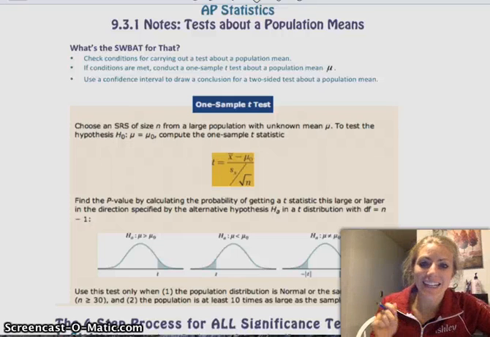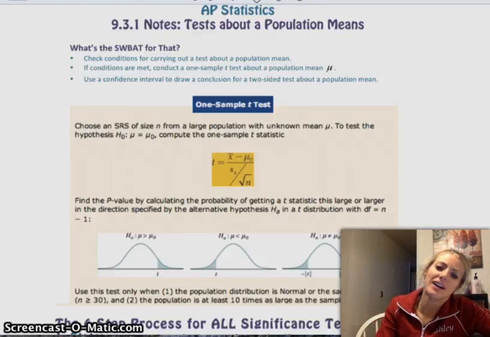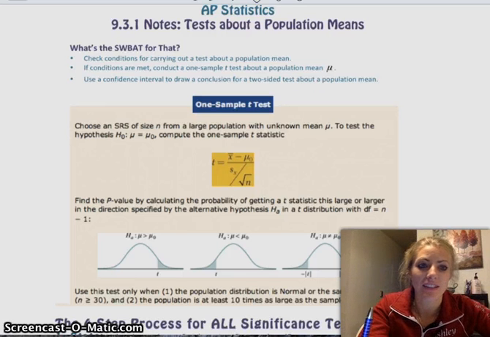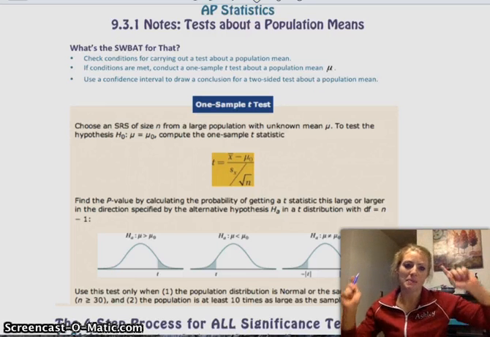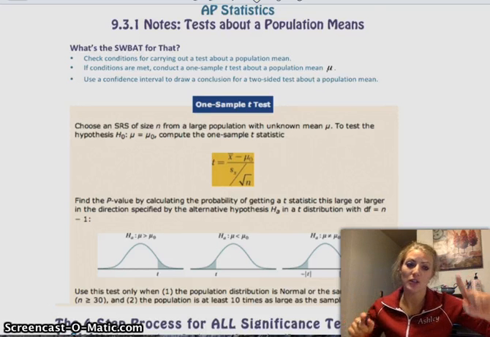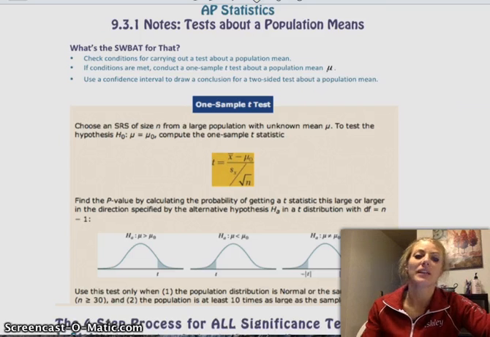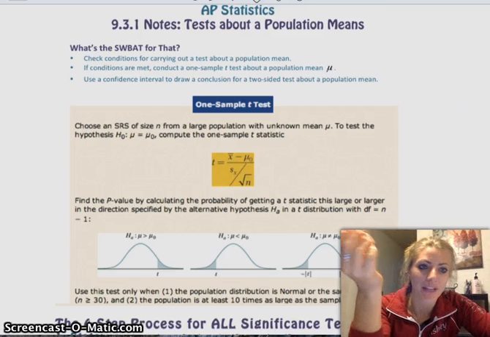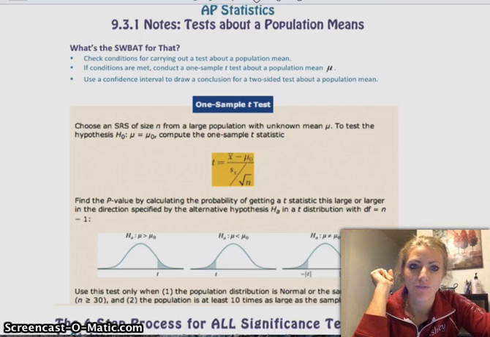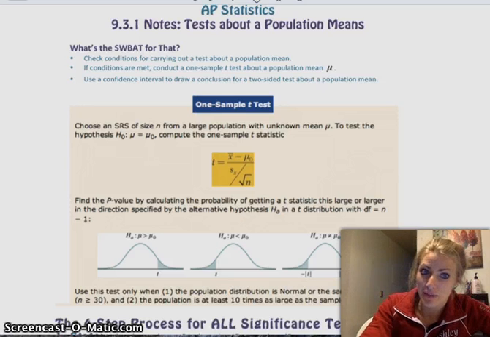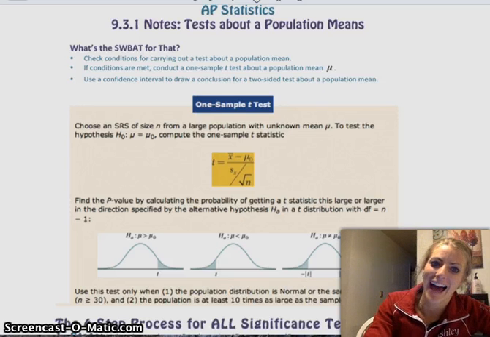Hey guys, guess what? We're going to move on to 9.3 today, which is all about significance testing for population means. So now we're talking quantitative data, not qualitative. So keep that in mind as we're going. Numbers, means, x bar, all of those things. So that's what we're going to be doing today.